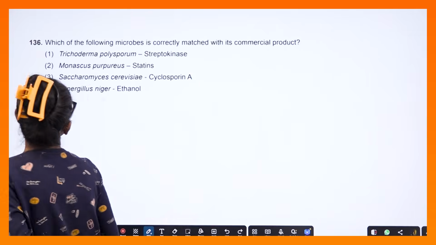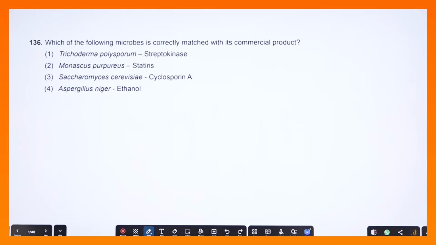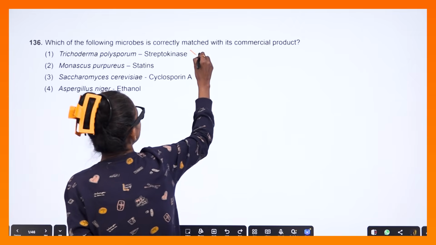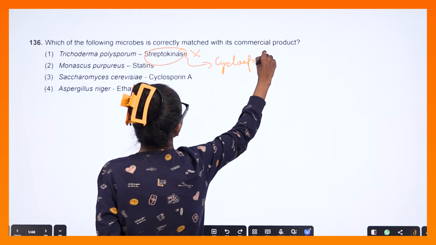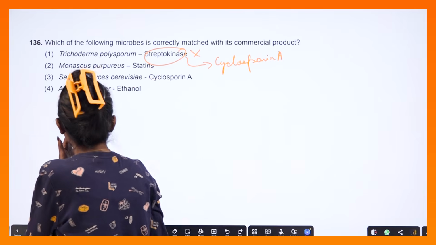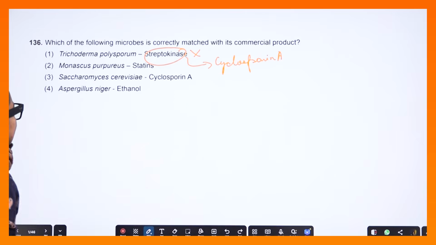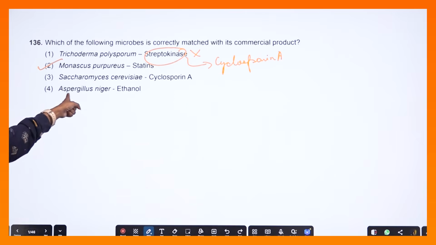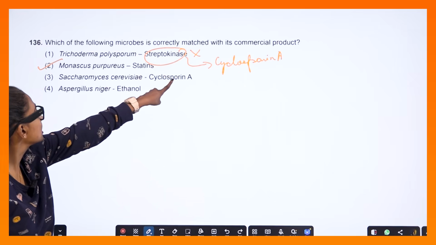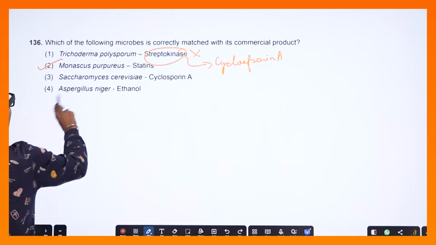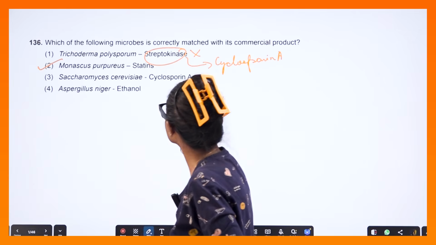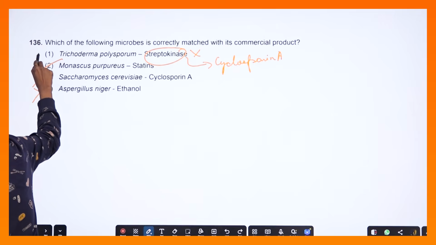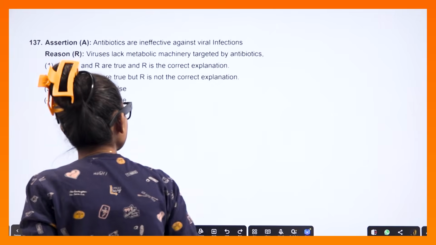Which of the following microbes is correctly matched with the commercial product? Correct. So Trichoderma polysporum is false because this is going to be cyclosporin A. Okay, I'm not writing it, I'm just telling it to you. Monascus purpureus statin, which is correct. Saccharomyces cerevisiae yeast should be associated with bakery and stuff. Aspergillus niger should be associated with commercial production of citric acid. So this is also not true. Okay, only one. I'm going to be very quick.